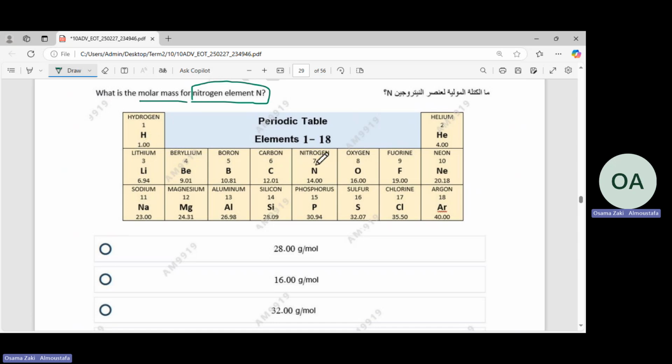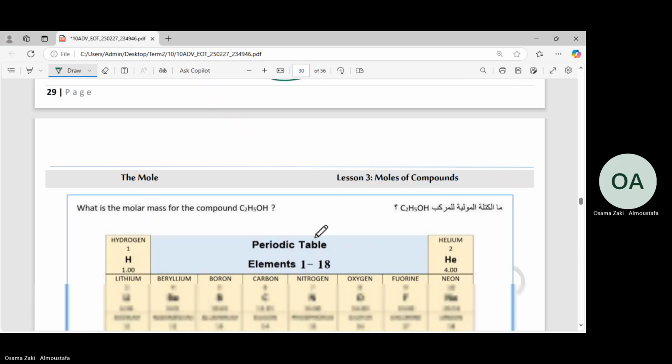So where's nitrogen? This is nitrogen. What's the molar mass of this? N or N2? No, N, because they said nitrogen element, so only N. So this is the number. We choose the number.